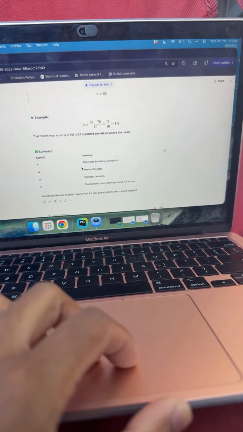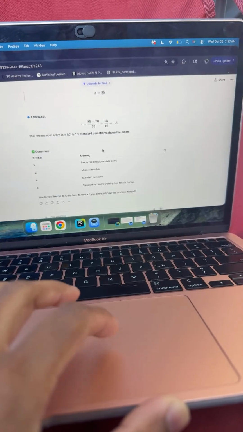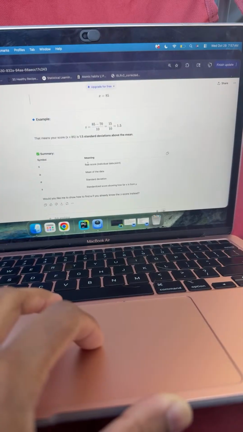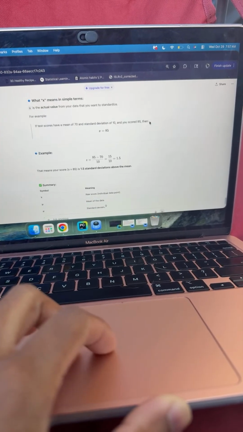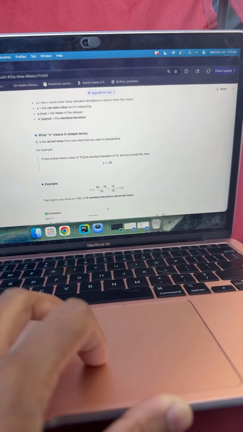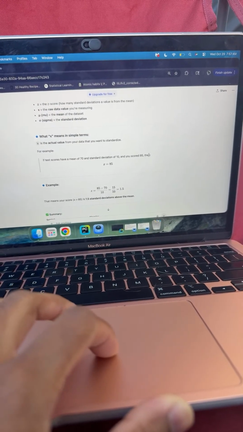So you have to take that part out? Wait, where do you get 85 from? So 85 here: if the test score has a mean of 70 and a standard deviation of 10, your score is 85.